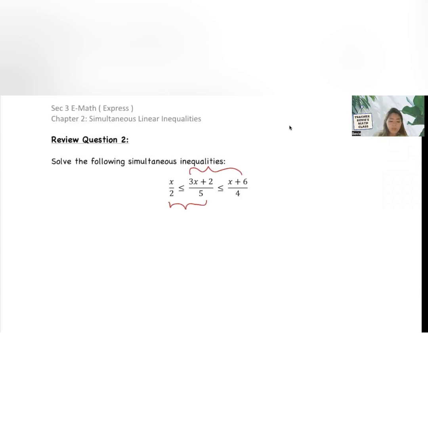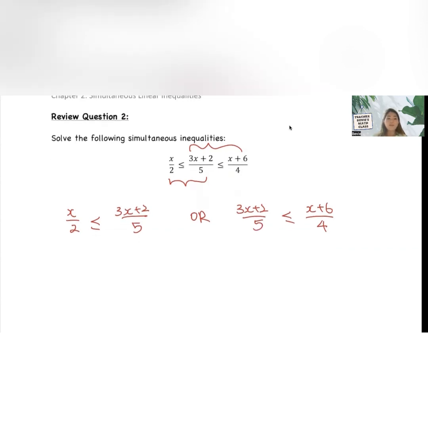All right, so for the first part, it's x over 2 smaller or equals to (3x plus 2) over 5. And for the second part, it will be (3x plus 2) over 5 smaller or equals to (x plus 6) over 4. So from here, I will solve the inequality individually first before I combine them. For the first part, whenever I have fractions involved in inequalities, keep in mind, do not cross multiply them, but rather change the denominator to the same one, and we will work on the numerator itself.